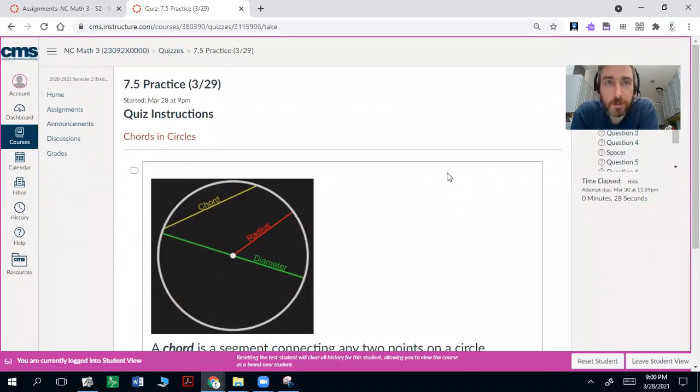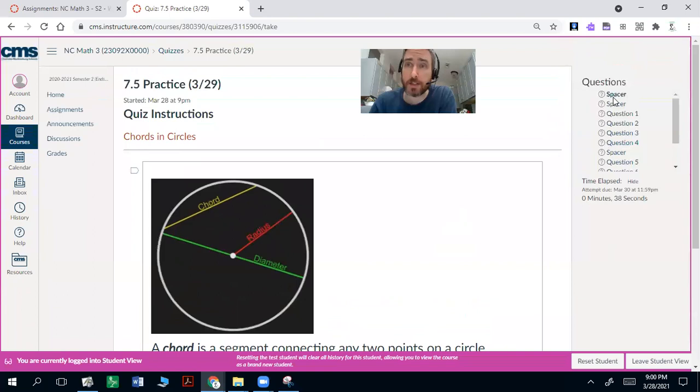This video is going to go over some of the 7.5 practice for you to give you some examples to work with, but not all of it. So first, the very first question, you see it as a spacer. These are some diagrams and formulas that might be helpful to write down as we go through these.